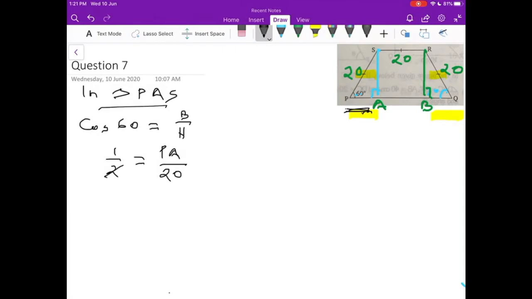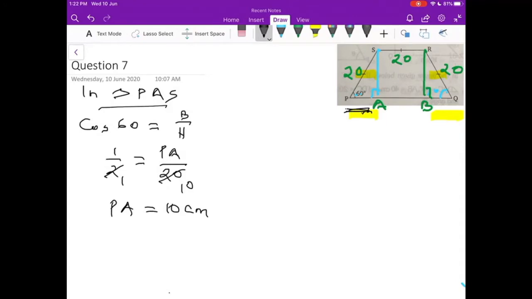Now you can cross multiply, or if you like you can cancel this 2 and 20, 2 1 2 and 2 10 20. Now you can cross multiply. So if you cross multiply, your PA value is coming as 10. That PA value is 10 centimeter. Since 20 is given in centimeter, this 10 is also in centimeter. Now we know what PA is.